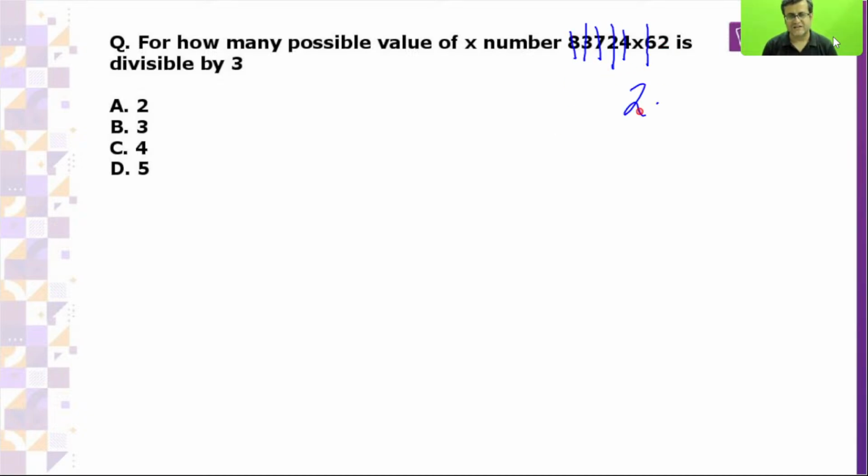You are left with 2 plus x. Else every digit is divisible. I will repeat this one again. This digit is divisible by 3. This is divisible by 3. Now what is left? 8, 7, 2, 4, 2 and x.